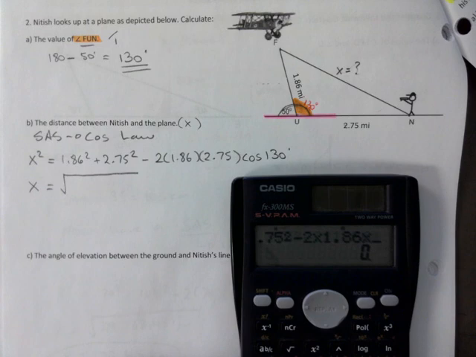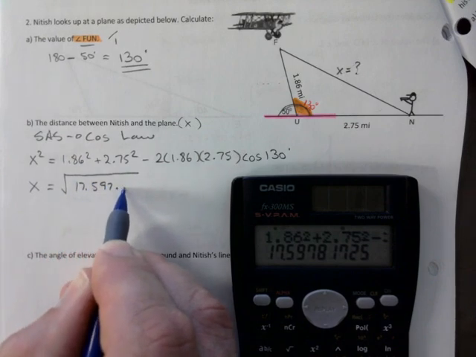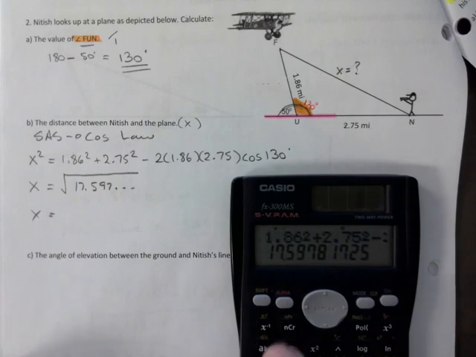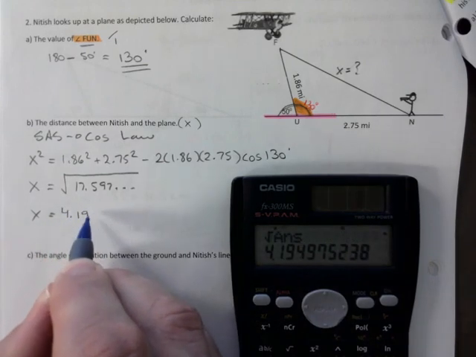the numbers will not be very big because you're using smaller values, right? So that's 17.597, and that keeps going. I'm going to take the square root of that. That's 4.19. Does the answer make sense?